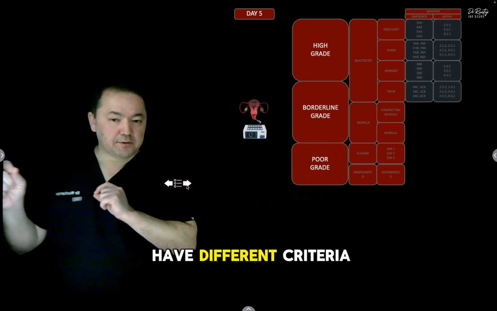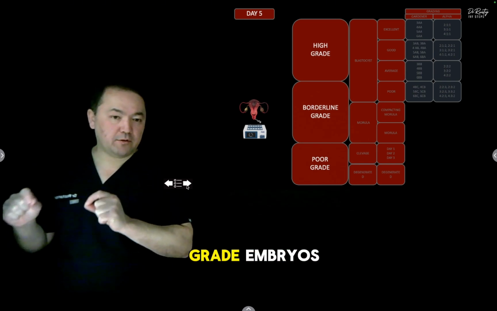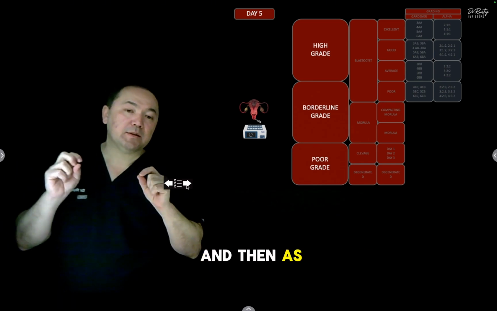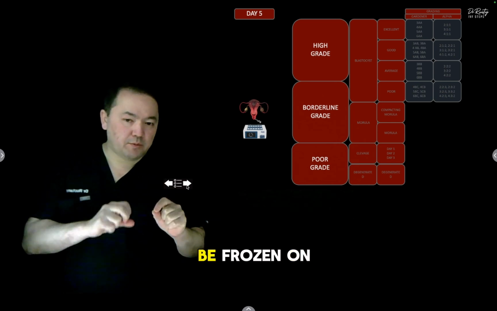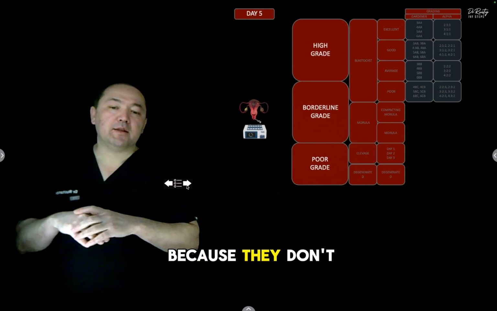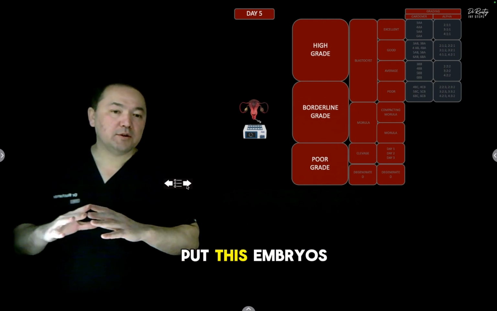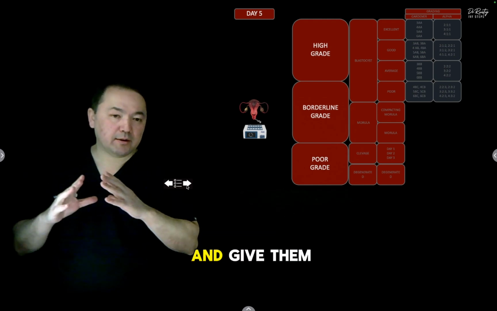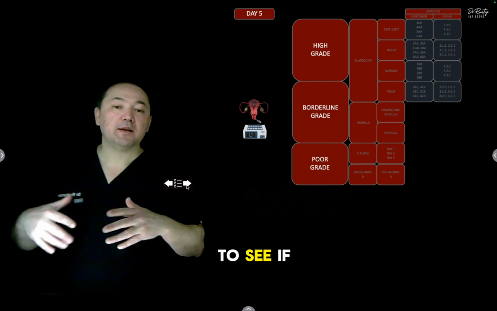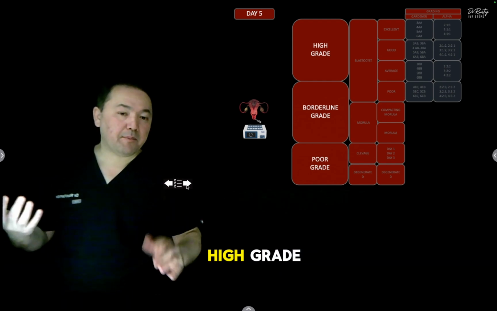Then in terms of borderline grade embryos, some of them can be transferred on the day. Different clinics have different criteria for transferring borderline grade embryos, but they cannot be frozen on day 5 because they don't survive freeze-thaw stress, and you need to put these embryos in an incubator and give them another 24 hours to see if they improve, if they become high grade.